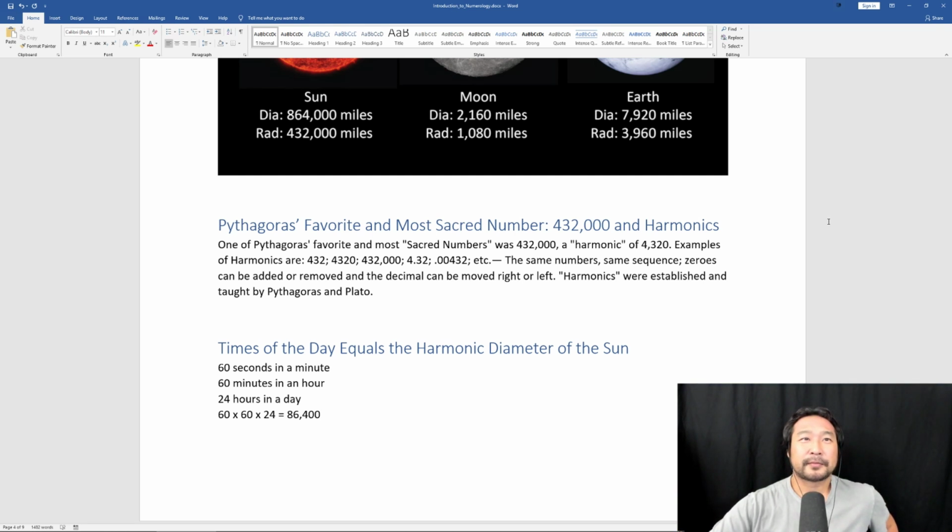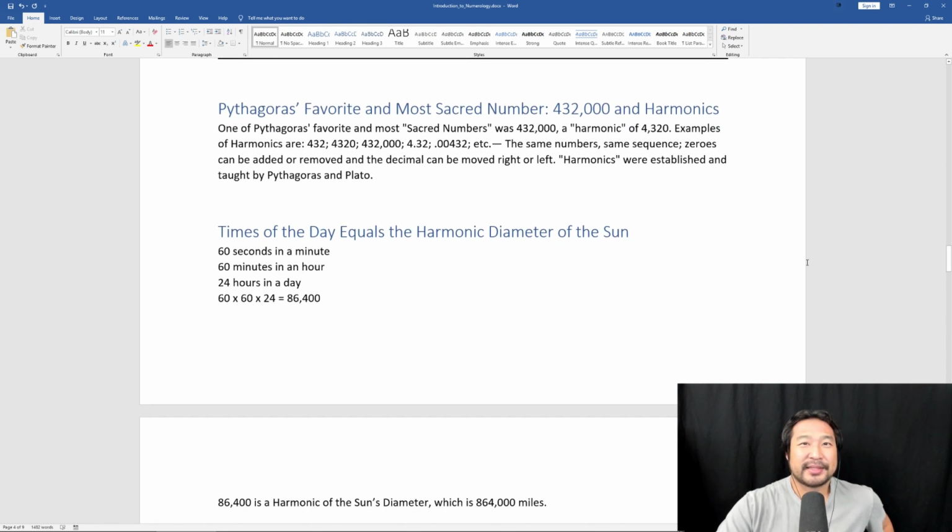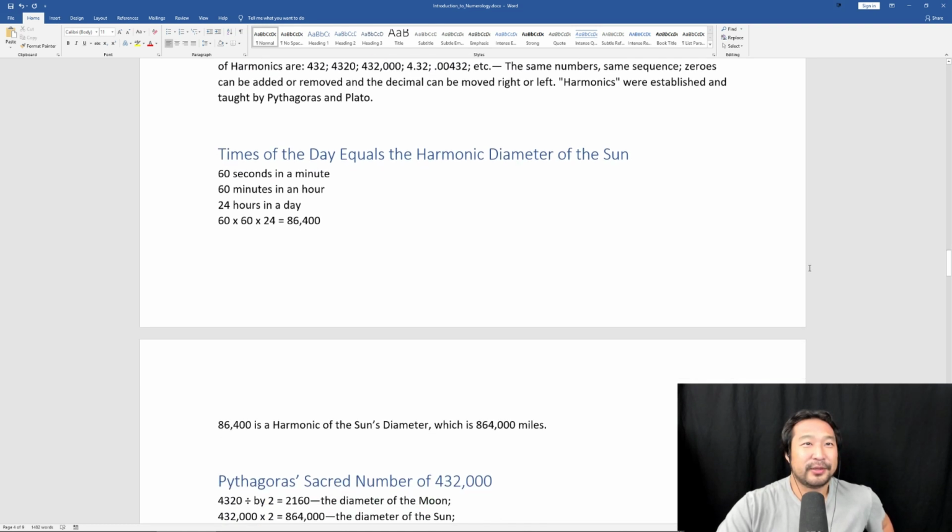So yeah, coincidence that the sun's radius is the same number as Pythagoras' favorite and most sacred number. You ask me, or you tell me. I want to know what your thoughts are.